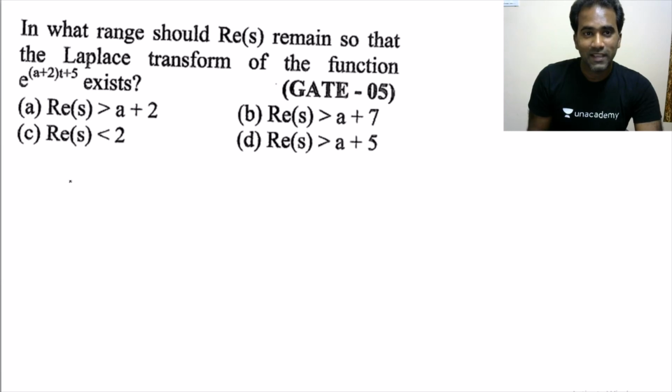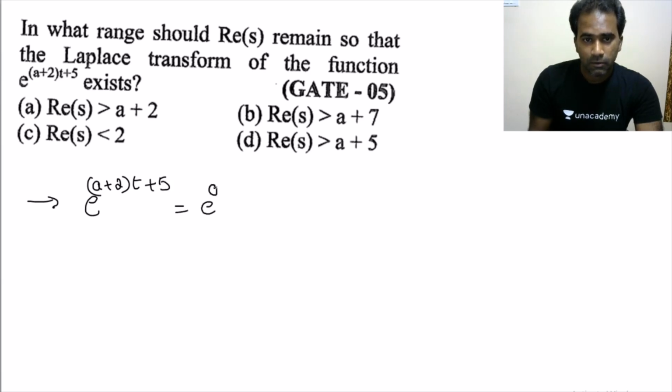So here they have given a signal. Just to confuse us, they have given some signal which is looking a little complicated, but that's not a complicated signal actually. They have given e power a plus 2t plus 5, which can be written as e to the power of a plus 2 into t into e to the power of 5. E power 5 is just a constant, okay? Now, you know how the signal looks like. It is e power a plus 2 into t into e power 5.